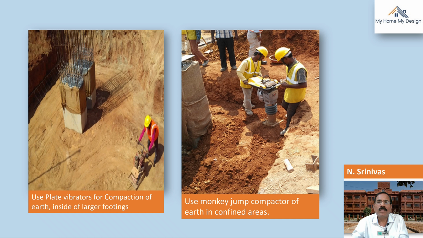There the monkey jumper, which is nothing but a spring type compactor, is used. If you just switch it on with the electrical switch, it keeps on jumping with the vibrators, and soil can be compacted very easily. So in this type of confined area, the monkey jumper is advisable.